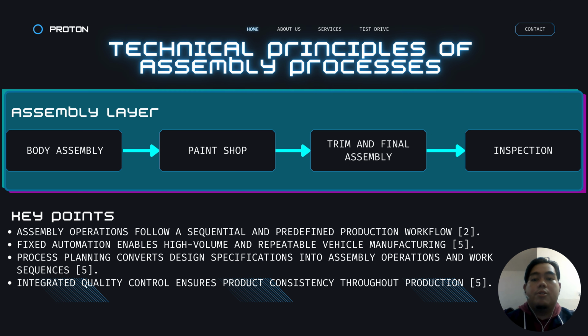The assembly process in Proton manufacturing system follows a structural sequence beginning with body assembly, followed by painting, trim installation, and final assembly. From an automation perspective, the process relies on sequential operation where each stage must be completed before the next stage can begin. The manufacturing workflow is supported by process planning system that translate product design into detailed assembly procedure. In addition, quality control activities are integrated throughout production to ensure consistency and reliability. This automation principle enables efficient, repeatable, and high-volume vehicle manufacturing.